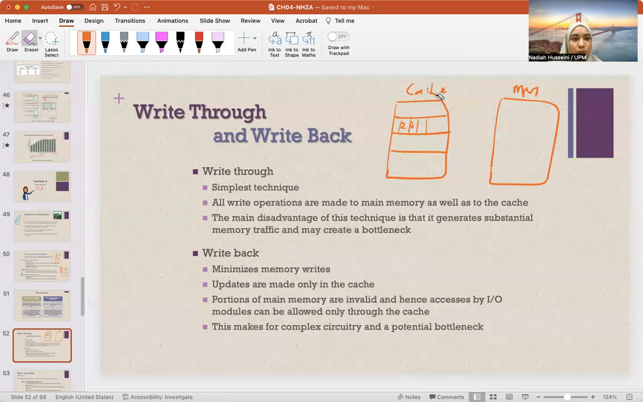So the CPU decides I need to change one word inside of this block line offset. So what happens is that it not only writes in the cache, it also does the same in the main memory. So it would write also in here. But if something changes in the cache, it would change in the main memory. Okay, so that is what it means by write through.